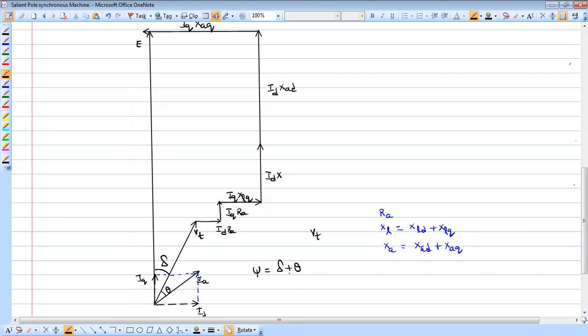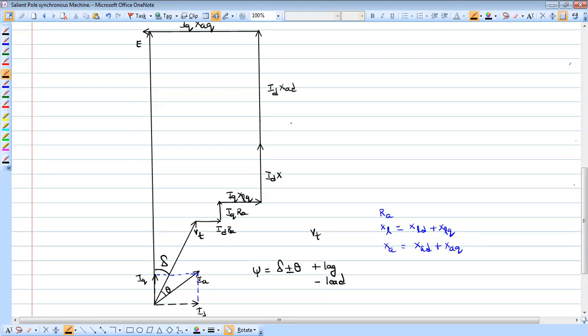And psi equals delta plus theta for lagging power factor, and minus for leading power factor. Now we have drawn the phasor diagram for lagging power factor. That's why here Ia lags Vt by an angle theta. If you draw it for leading power factor, then the internal power factor angle psi is delta minus theta.